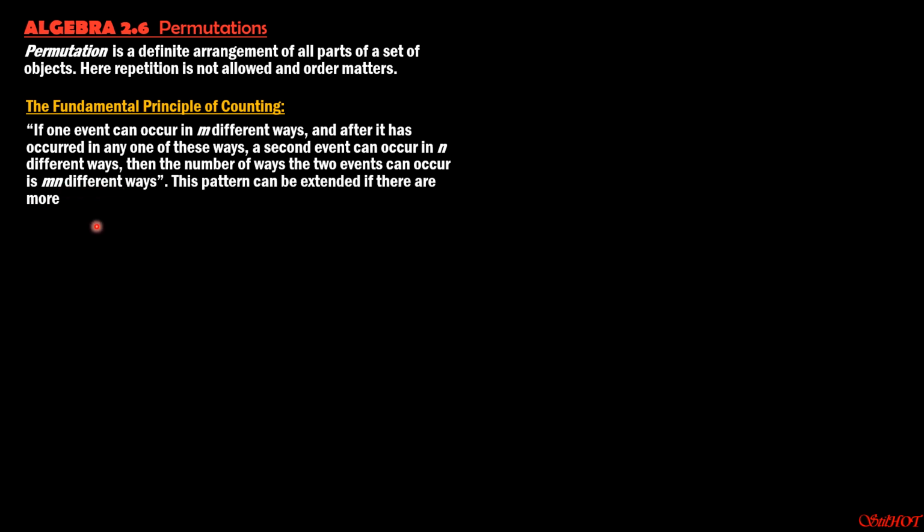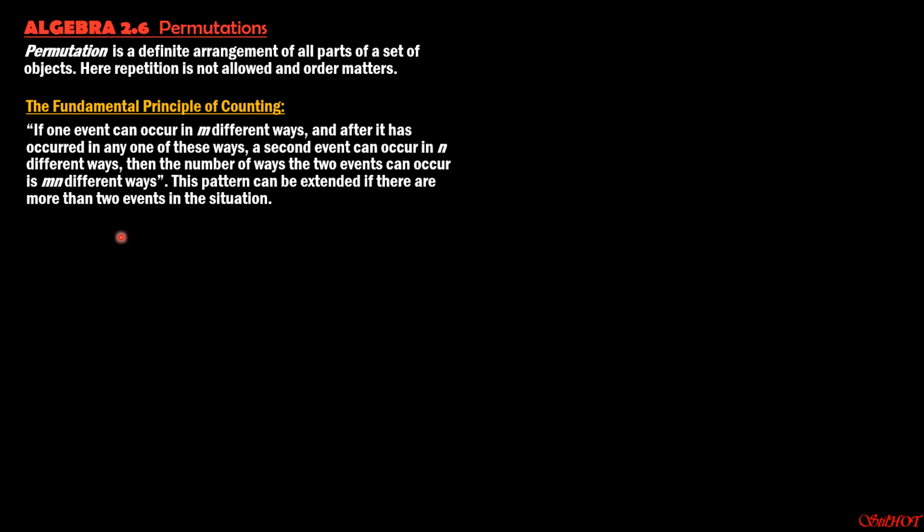This pattern can be extended if there are more than two events in the situation. So it means that there may be 3, 4, 5, or many events. Then this fundamental principle of counting can be applied. For instance, you have two brands of pants and three different brands of shirts. In how many different ways can you wear a pant and a shirt?